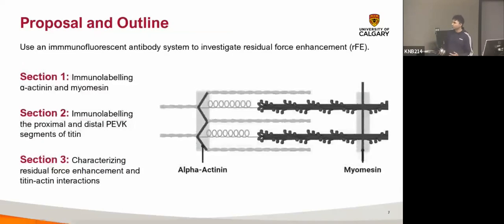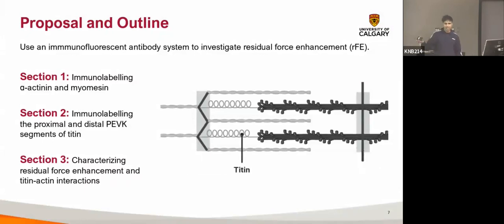So for this talk, I'm going to break it up into 3 sections. The overarching purpose, I could say, is that we want to use an immunofluorescent antibody system to investigate residual force enhancement. But in order to do that, we have to do a little bit of preliminary work. So first, I want to talk about immunolabeling of alpha-actinin and myomesin, again labeled in this diagram. Then in section 2, I want to switch to talking about labeling of titin in the proximal and distal PEVK segments. And then finally, I'll talk about residual force enhancement and how we can start to characterize titin-actin interactions.